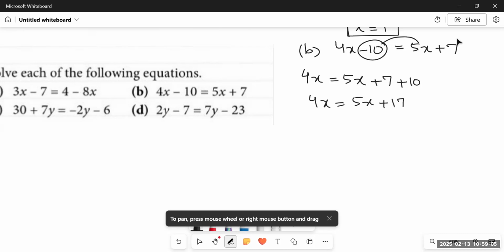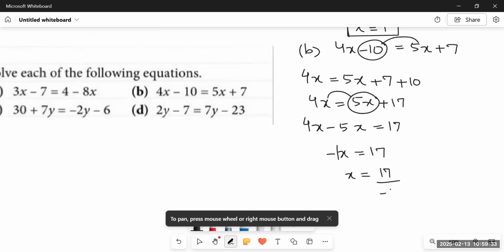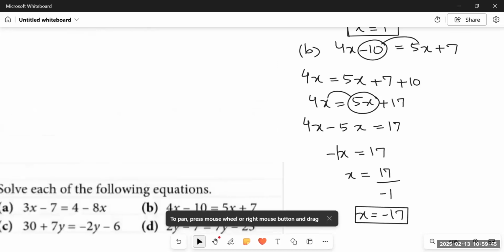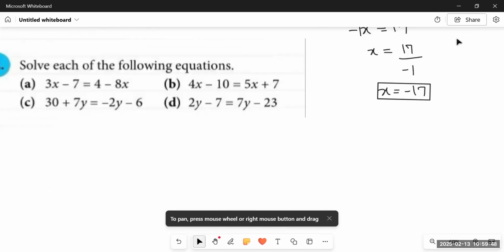Then what we will do, we will simply shift this 5x to the other hand side. So from plus 5x, it would be 4x minus 5x is equals to 17. Then 4 minus 5 is equals to minus 1. That is minus x is equals to 17. Now what to do? You can write minus 1 over here. Then minus 1 is getting multiplied with x. So on the other hand side, it will be divided with 17. So it would be x is equals to minus 17. So whenever you have a negative variable, all you need to do is just shift its sign to the other side. That's it. So from minus x is equals to 17, it would be x is equals to minus 17.